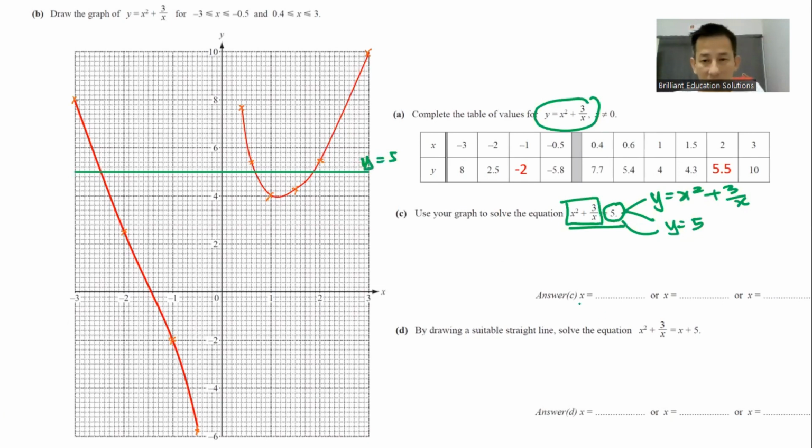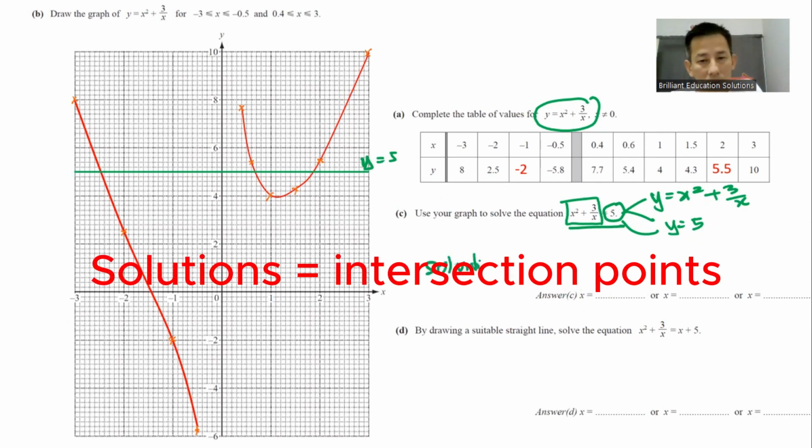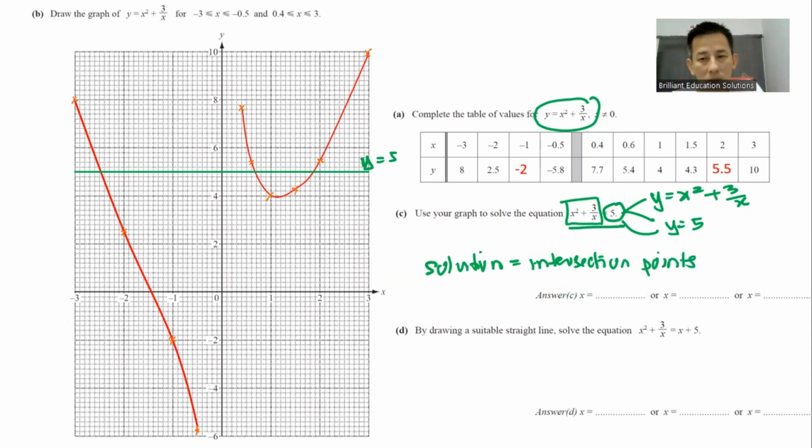And to find the answer, you have three answers here. You need to find the intersection point. The solution is the intersection point. Maybe here, here, and here. So get the x value for each of these. You should get 3 values.